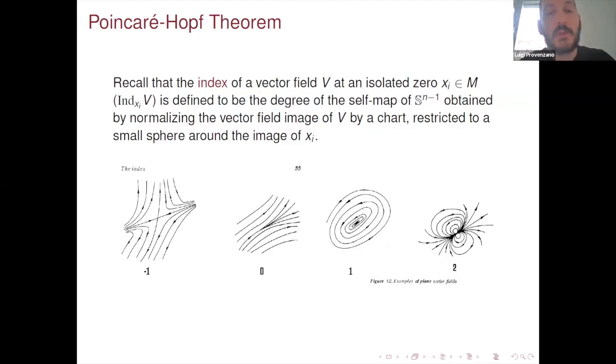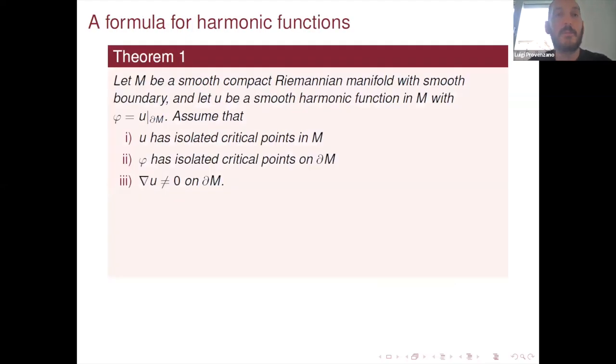So essentially, the Poincaré theorem relates the index of zeros of vector fields to the topology of the manifold. And so let me state the basic formula that will later be employed to study critical points of Steklov eigenfunctions. And this basic result is stated as follows. And only for this, I will sketch just a brief proof.